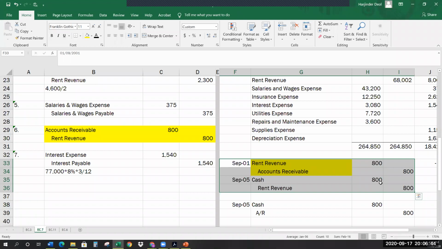I think the point is that we haven't received cash in August, so that's why we put an accounts receivable. Then we get the cash, so we have to get rid of the accounts receivable and put it in a cash account, right? That's right.